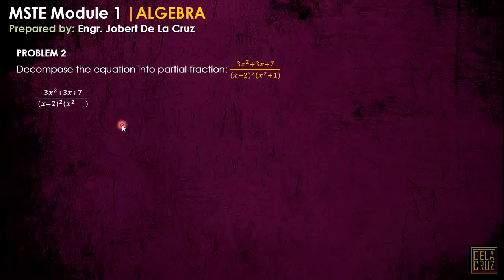X, the same lang. Equate natin to a over x minus 2. Then, take note that this is repeating. Mag-add pa tayo ng isa, b over x minus 2 squared. Then, if that is quadratic equation, then as I said kanina, we have to have a numerator with its constant multiplied by x. Then, dagdag pa tayo ng another constant plus d. Okay, ito yung pinakita natin kanina.